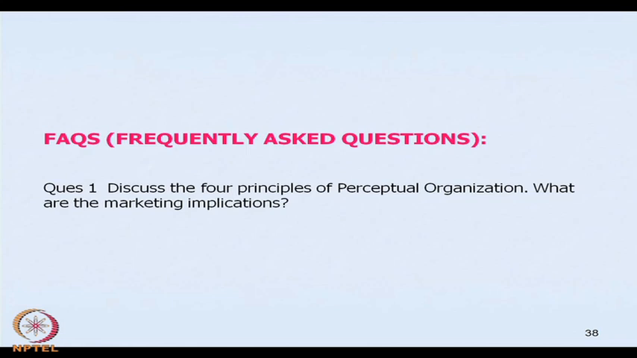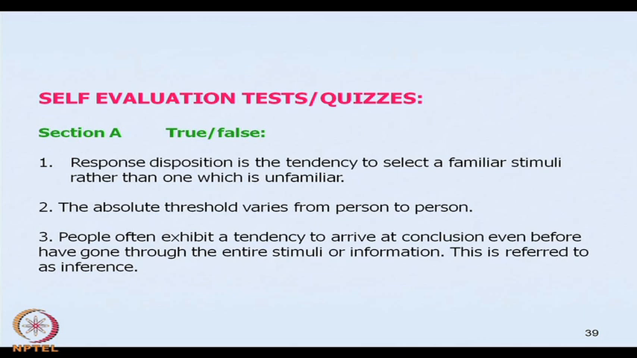Frequently asked questions: discuss the four principles of perceptual organization and their marketing implications. So, we ask this question. Coming to a short quiz, true or false. Response disposition is the tendency to select a familiar stimulus rather than one which is unfamiliar. The answer to this is true. Second, absolute threshold varies from person to person. Again, this is true.